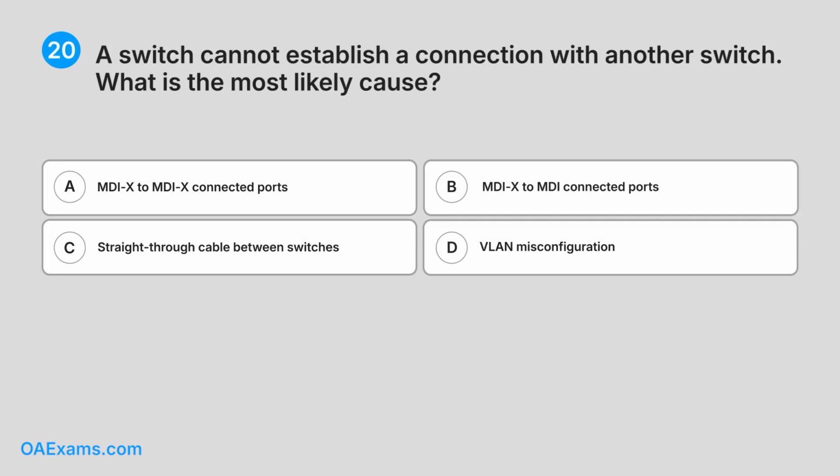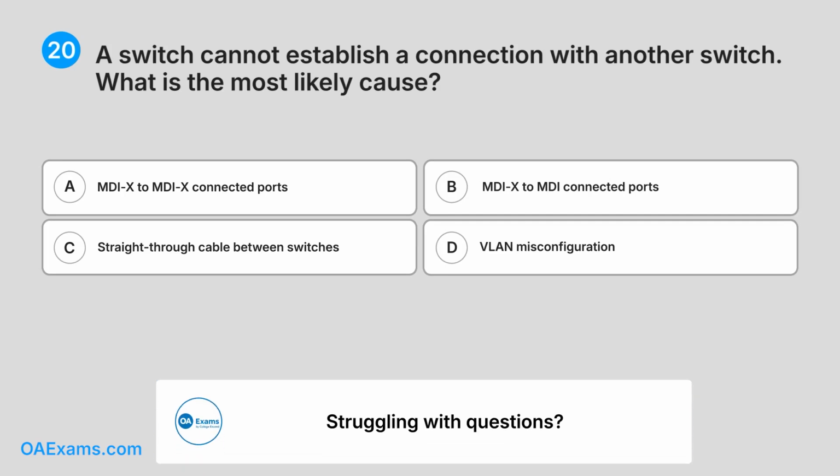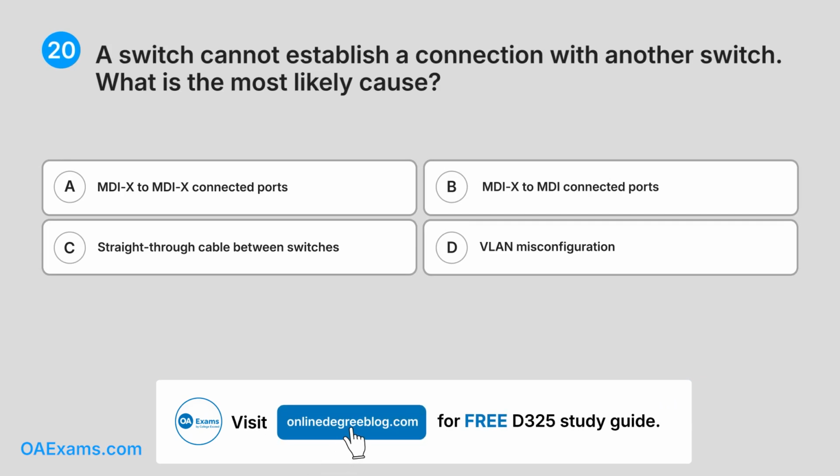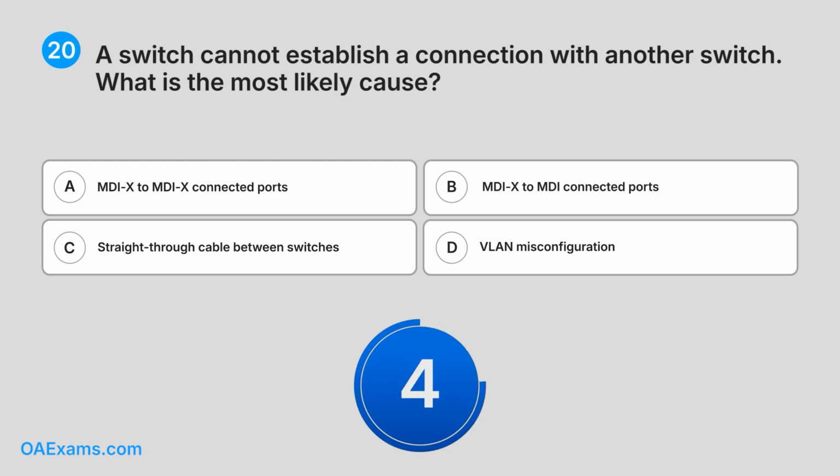20. A switch cannot establish a connection with another switch. What is the most likely cause? A. MDIX to MDIX connected ports. B. MDIX to MDI connected ports. C. Straight-through cable between switches. D. VLAN misconfiguration. Do you know the answer?